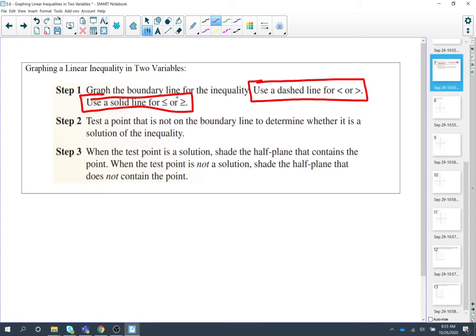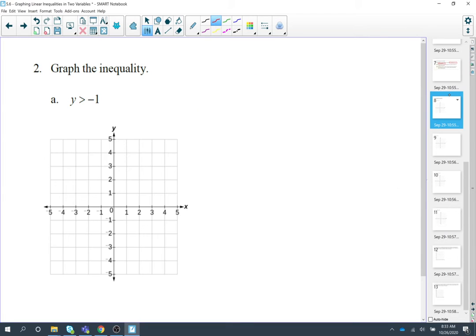Step 2, test a point that is not on the boundary line to determine whether it is a solution of the inequality. Step 3, when the test point is a solution, shade the half plane that contains the point. When the test point is not a solution, shade the half plane that does not contain the point. So let's take a look at that.